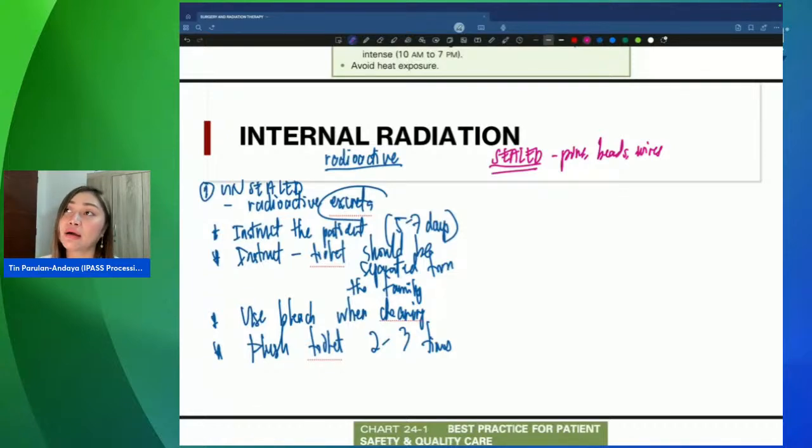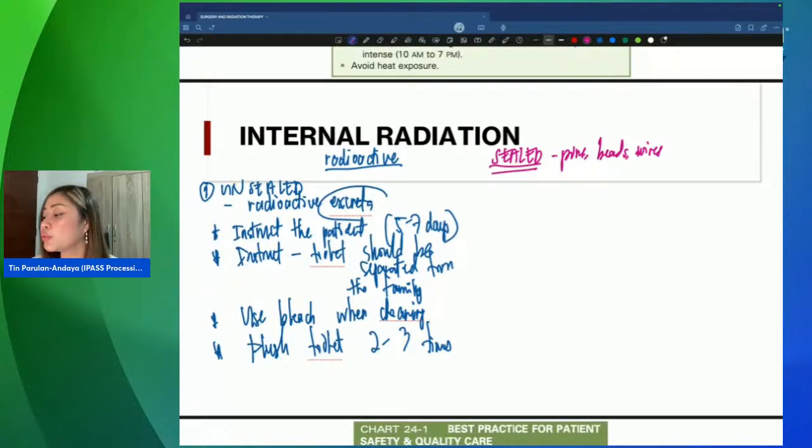If it's within the breast tissue, that is interstitial, and it's intracavitary if within a cavity like the cervix or the bladder. But one of the most common things that we're going to focus on here is all about the dislodgement. Yes or no? Yes. Why is dislodgement our focus? Because we all know that this is radioactive. So our focus is the safety of both the health worker and the patient.